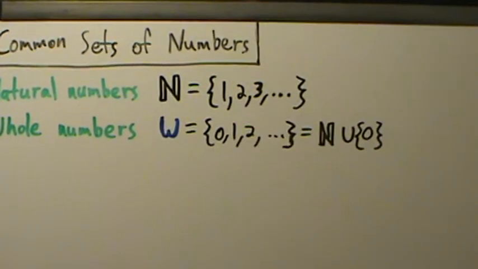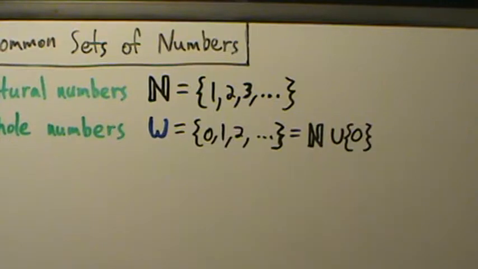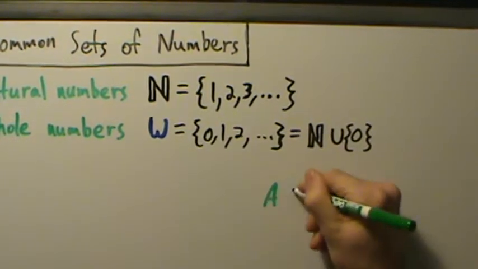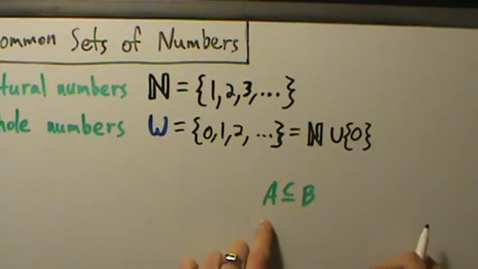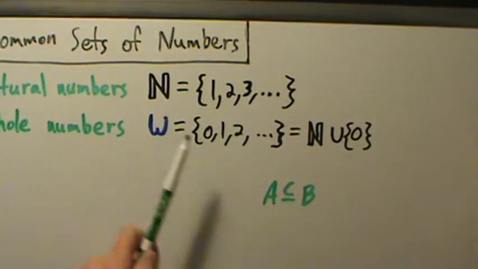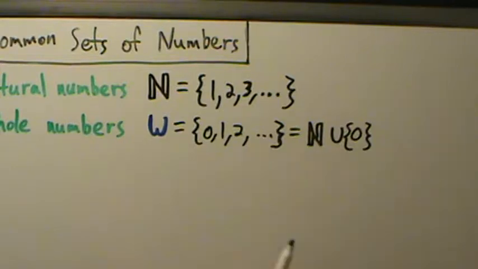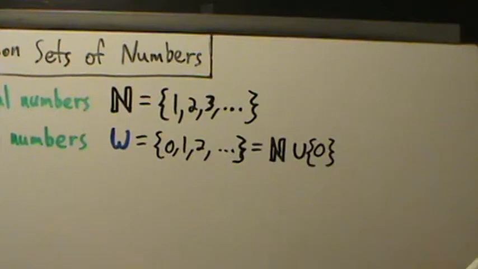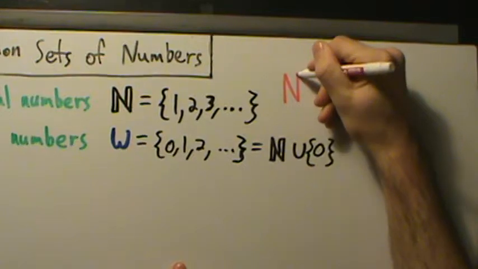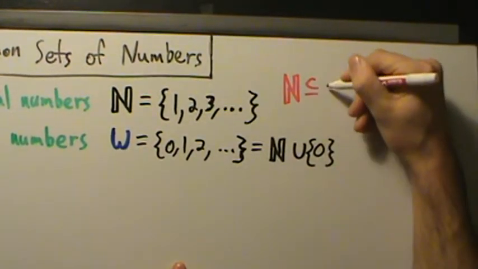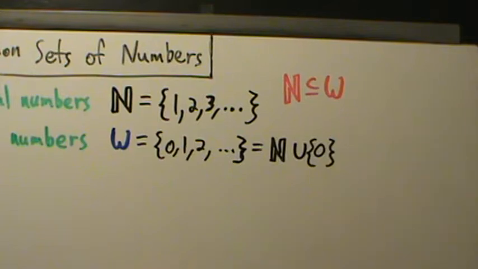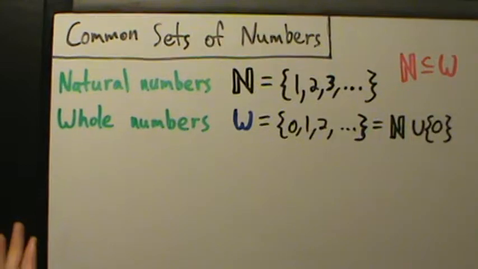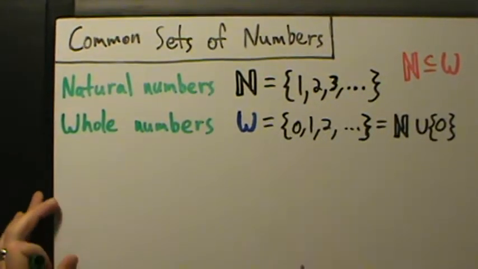So what do we notice here? Remember we talked about subsets? A is a subset of B if everything in A is also in B. Do we notice a special relationship here? Everything in the natural numbers is also in the whole numbers. So what we can say so far is N is a subset of W. We'll come back to this also. So what's next? So natural numbers, whole numbers. Now let's talk about the integers.